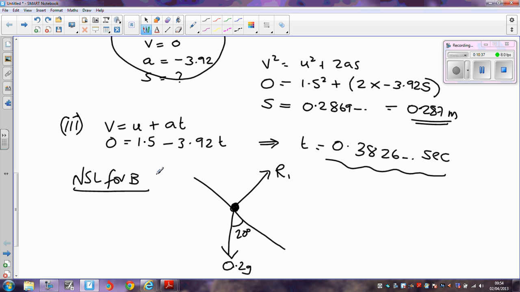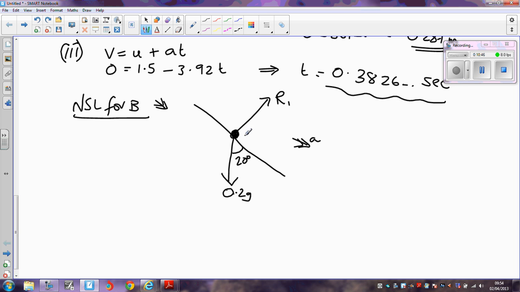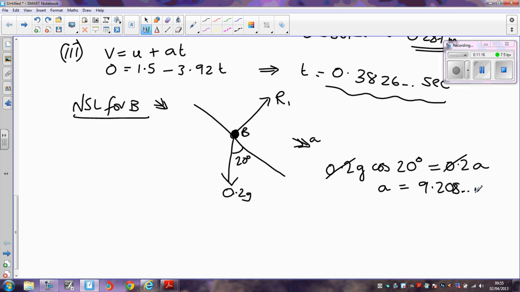So if we do Newton's second law for B, B is accelerating down the slope, obviously not the same acceleration as before because it's now not connected to A. So Newton's second law down the slope, well, the only force acting on B is the component of the weight down the slope, which is 0.2 g cos 20 degrees. So the minus T has now gone, and that is equal to the mass times the acceleration. Well, if I divide both sides by 0.2, it means that a is just g cos 20, and that comes out as 9.208 meters per second squared. So that's the acceleration of B down the slope.